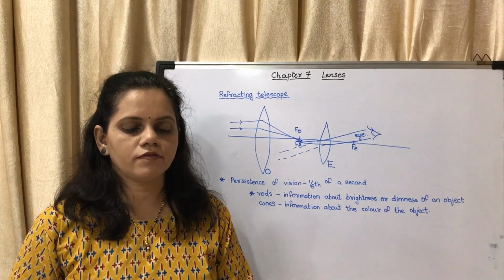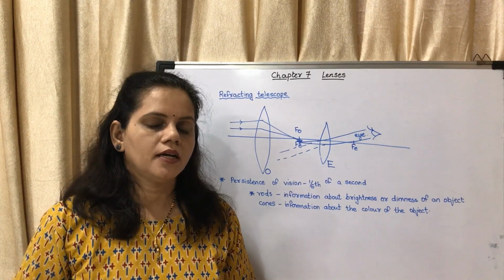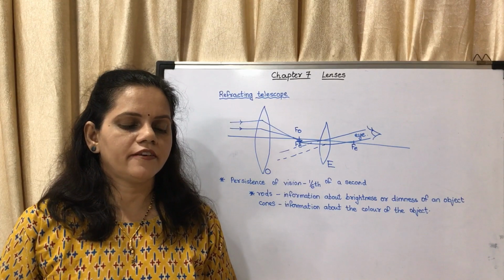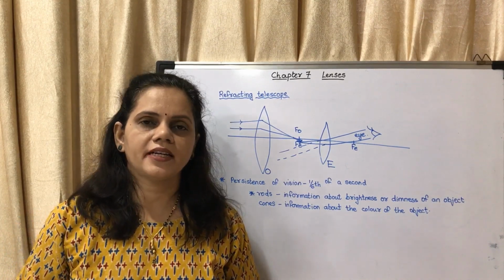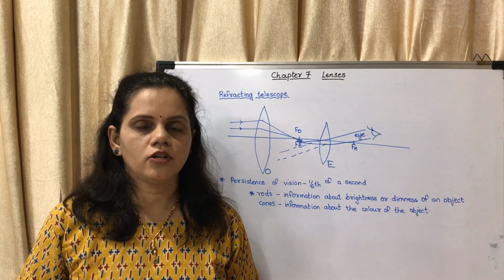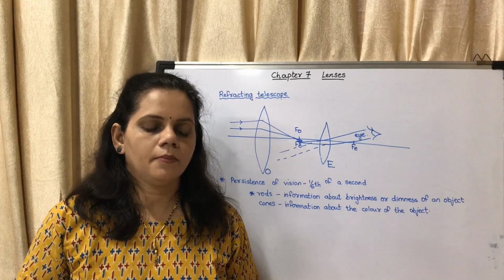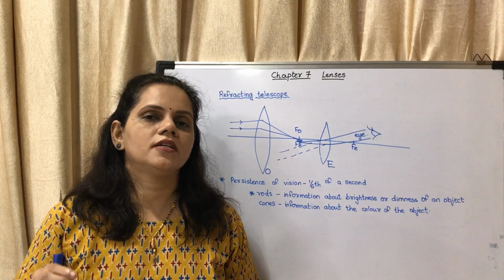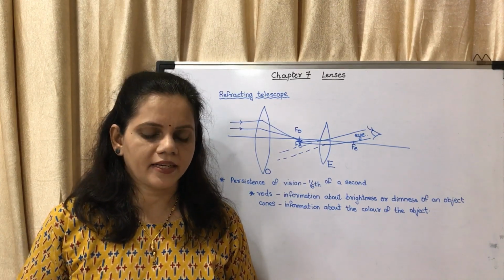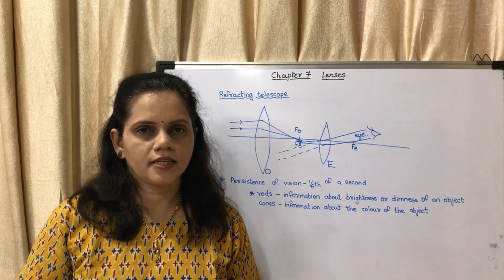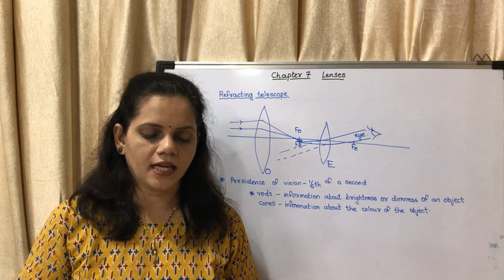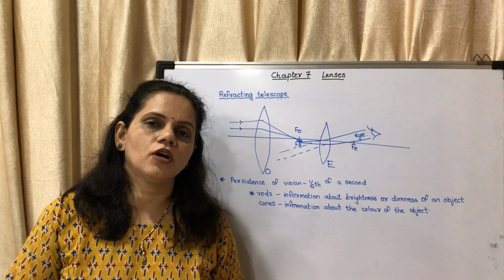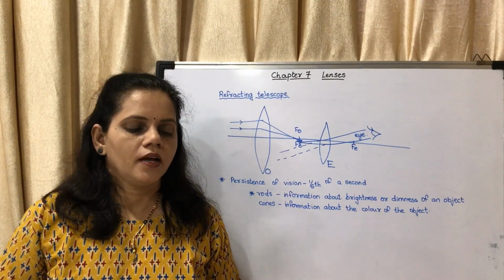Then what else have you got to mark? The last statement: using the same objective but different eyepieces, different magnifications can be obtained. So these are the important questions which could be asked. The ray diagram also could be asked, the ray diagram of an astronomical telescope.